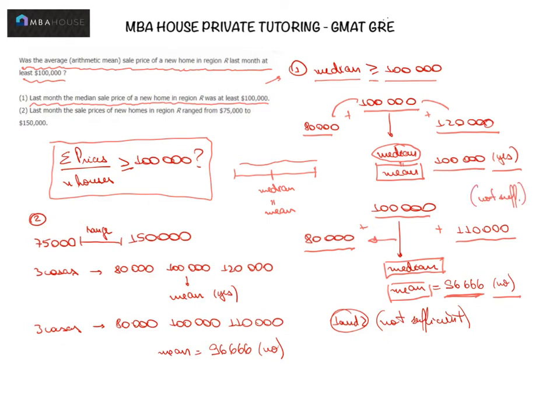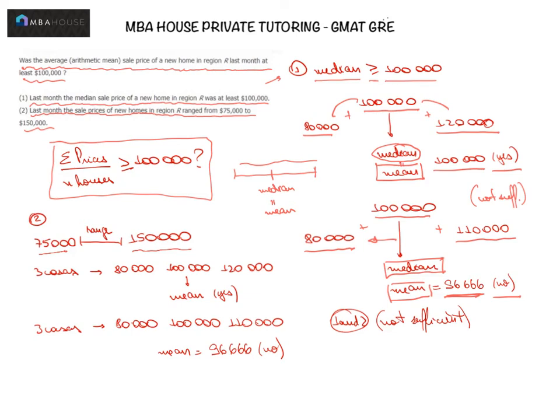Okay, let's go to the second one. Last month, the sale prices of new homes in region R ranged from 75,000 to 150,000. Okay, let's go. The range is between 75,000 and 150,000. Okay, I will use the same numbers I used in statement 1, anticipating that if statement 2 is not sufficient alone and I need to put them together, I can use the same numbers if it's possible, of course. And I save lots of time, okay, putting the intersection of the numbers that satisfy both statements, okay?